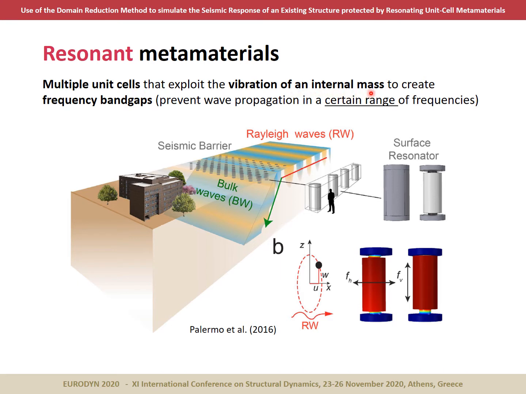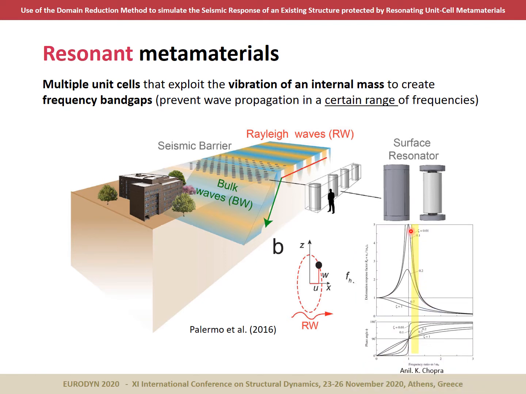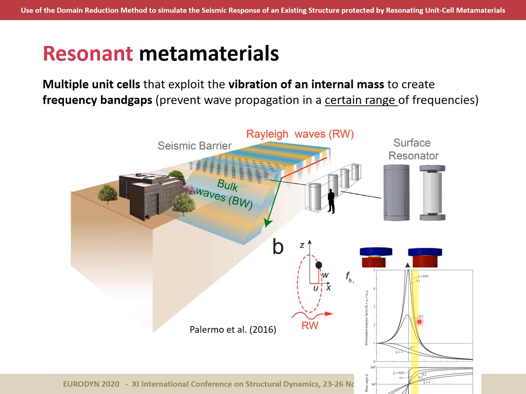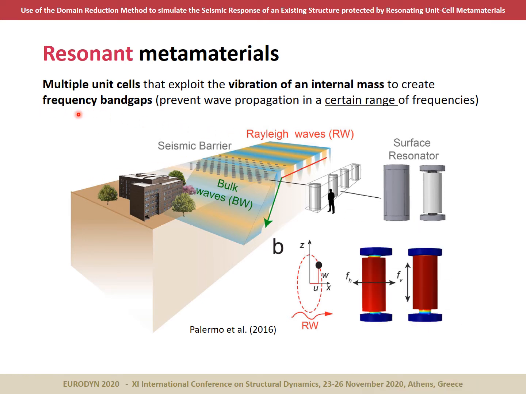And as you can see down here in this example, those masses can vibrate either horizontally or vertically, and at specific frequencies right after the resonant one, you can see that those masses will be vibrating out of phase with the vibrating soil, and this can create frequency band gaps. This means that the wave propagation can be prevented in this specific range of frequencies.